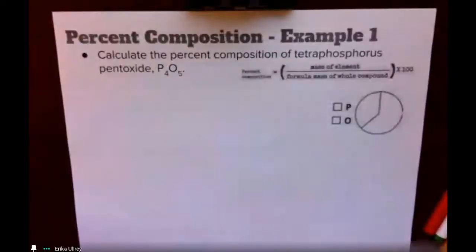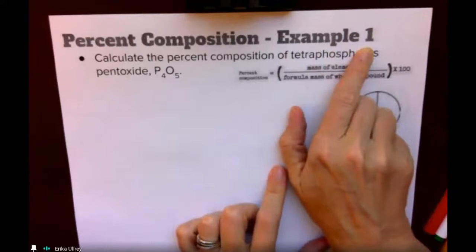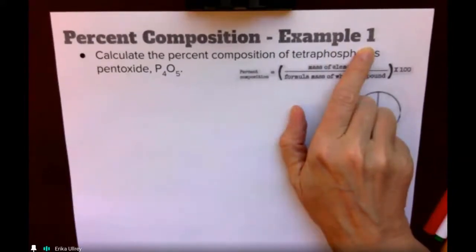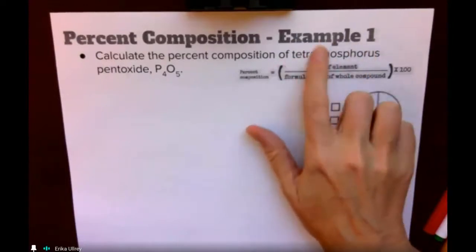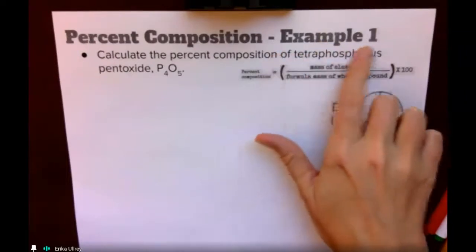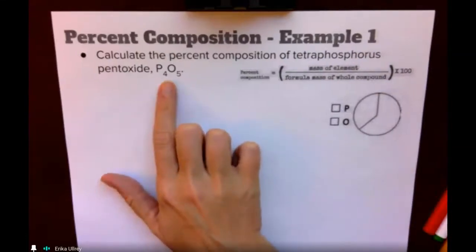So what I want you to do is label your paper with example 1. So write example 1. There's going to be a video of this for later, so you'll be able to go back if you need to see it again. You're going to be looking for the video labeled example 1. So label the place on your paper example 1. And then what you're going to write down is this compound here: P4O5.